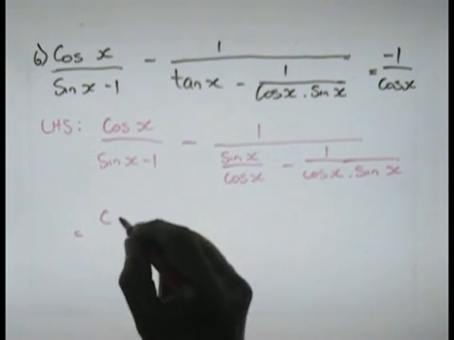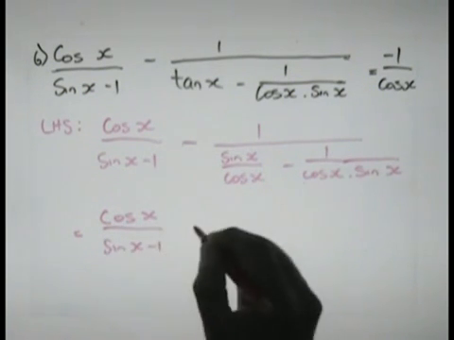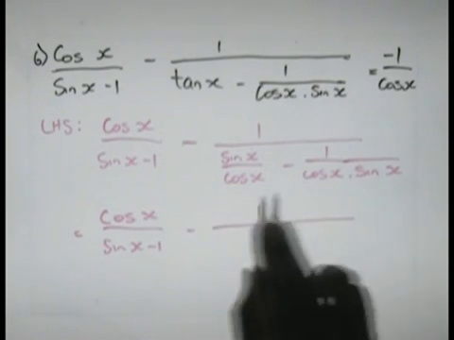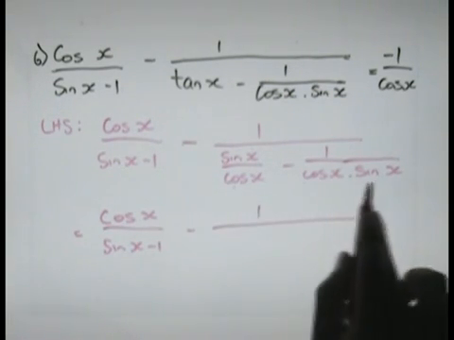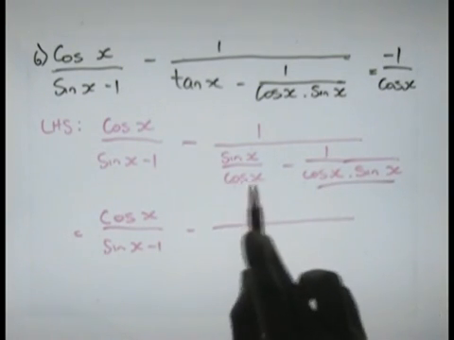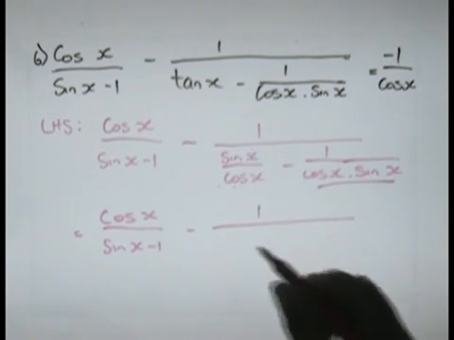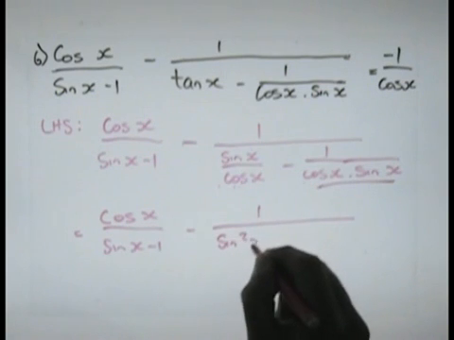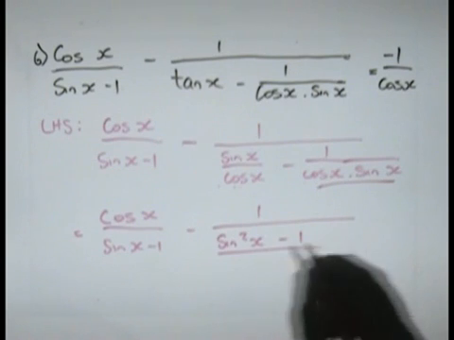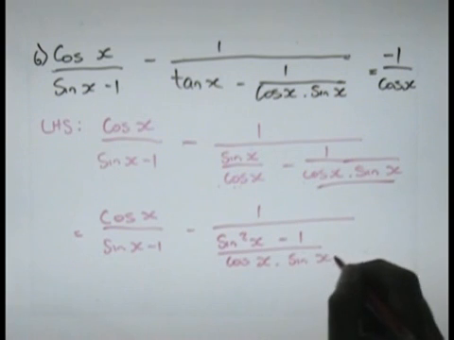Again, I'm going to leave the first term as is. The 1 I'm going to leave as is for now. Common denominator here is going to be cos x sine x. What did I have to multiply this by to make it cos x sine x? I had to multiply it by sine x. What I do to the bottom, I do to the top. So that will leave me with sine squared x minus 1 over cos x times sine of x.